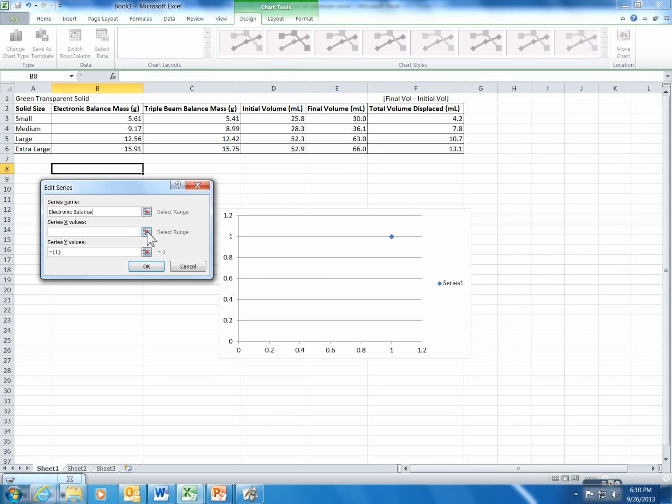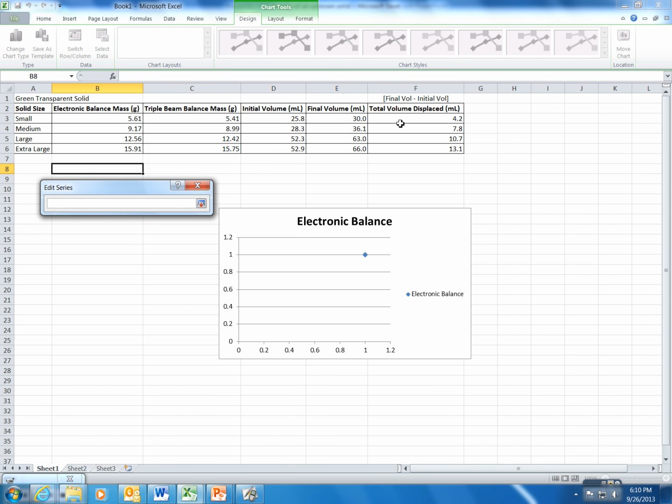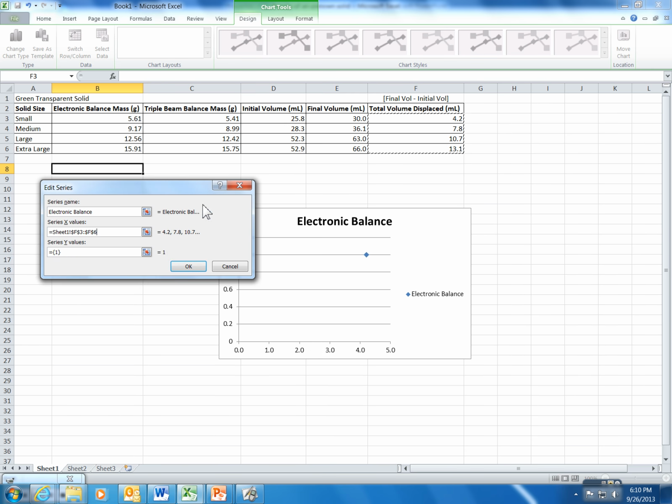So in order to select it, I click this button right here. It's got a red arrow, and it looks like it's pointing to a spreadsheet that you're highlighting. So I click on that, and that gets smaller, and I say, okay, I want to plot volume, but I don't want to plot initial volume or final volume. I want to plot the actual volume that was displaced, or the volume of my solid. And so I just highlight with my mouse the 4 volumes that we got, and I release that, and I come back over here and I click to expand this, and it gets me back to my edit series.